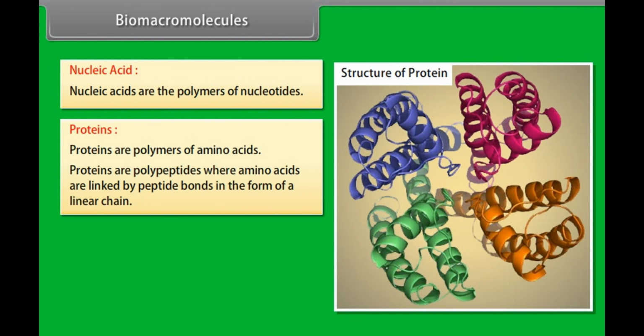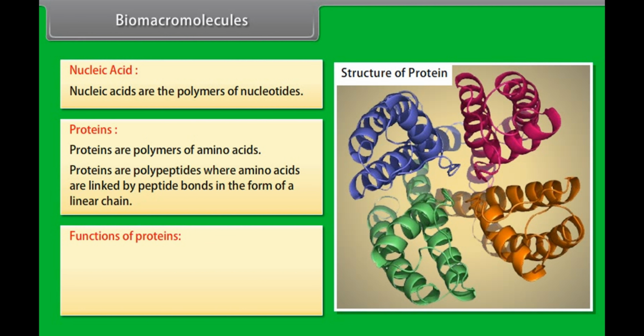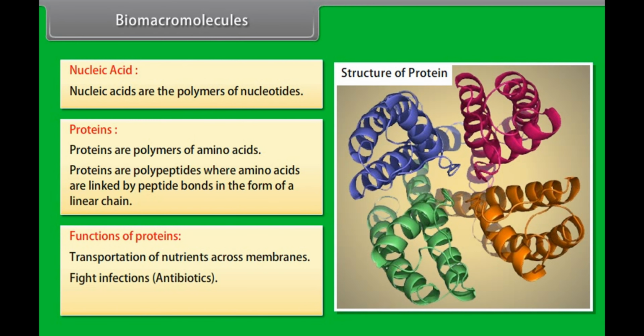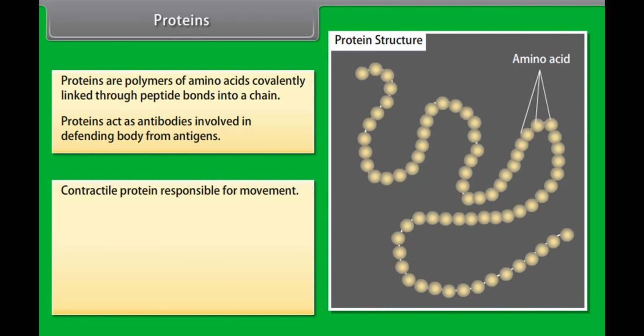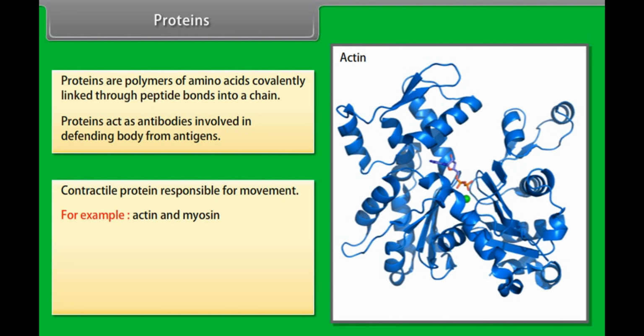Proteins are polypeptides where amino acids are linked by peptide bonds in the form of a linear chain. Functions of proteins: transportation of nutrients across membranes, fight infections, and act as hormones and enzymes. Proteins act as antibodies involved in defending body from antigens. Contractile protein is responsible for movement, for example, actin and myosin.